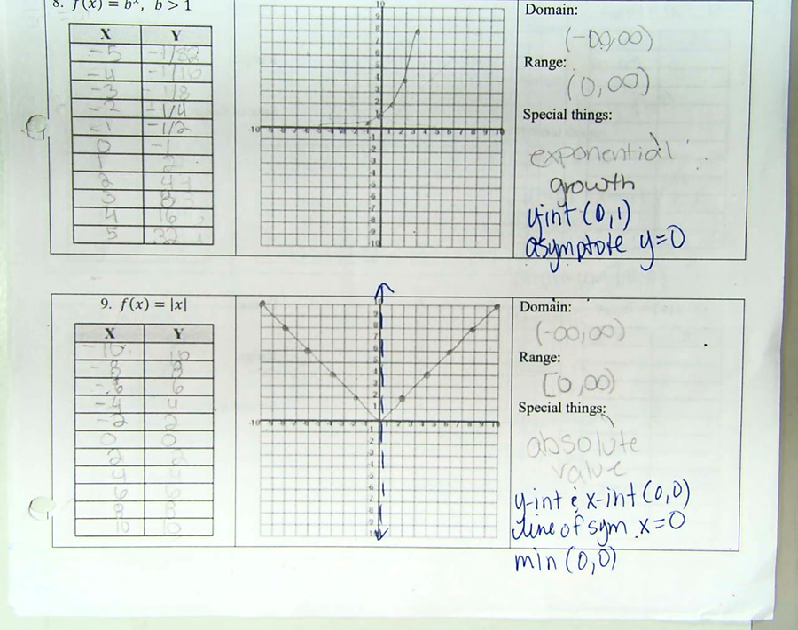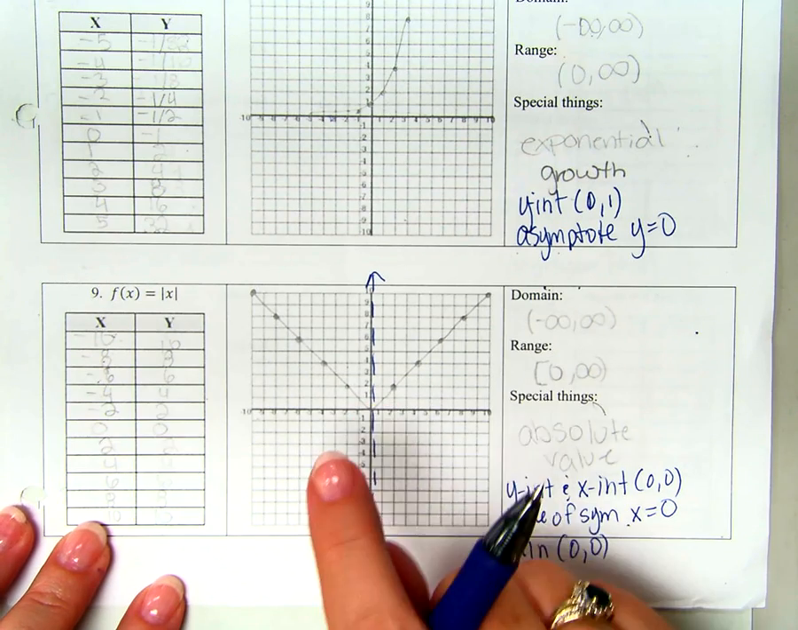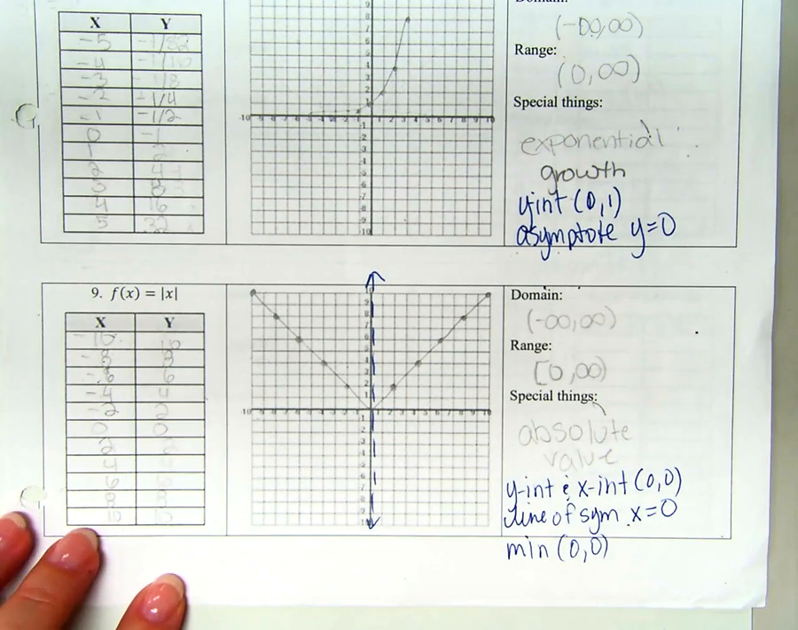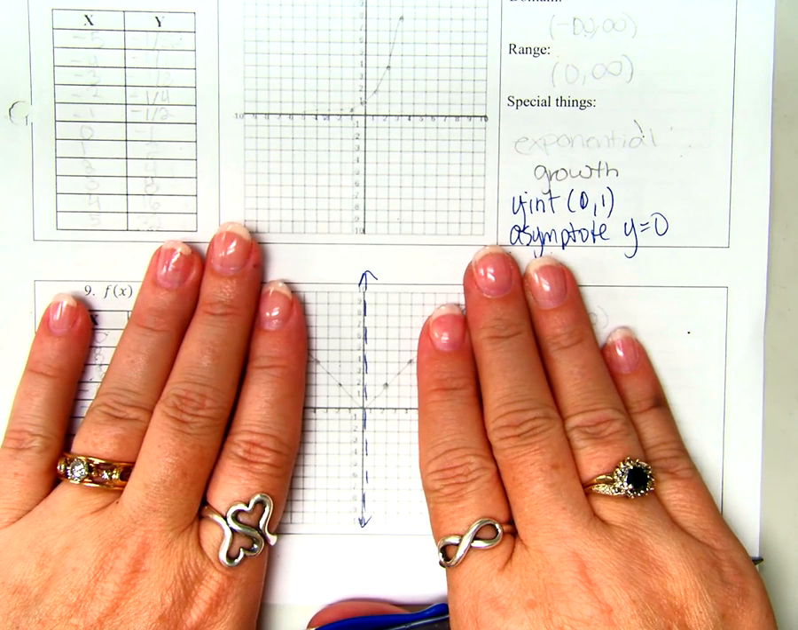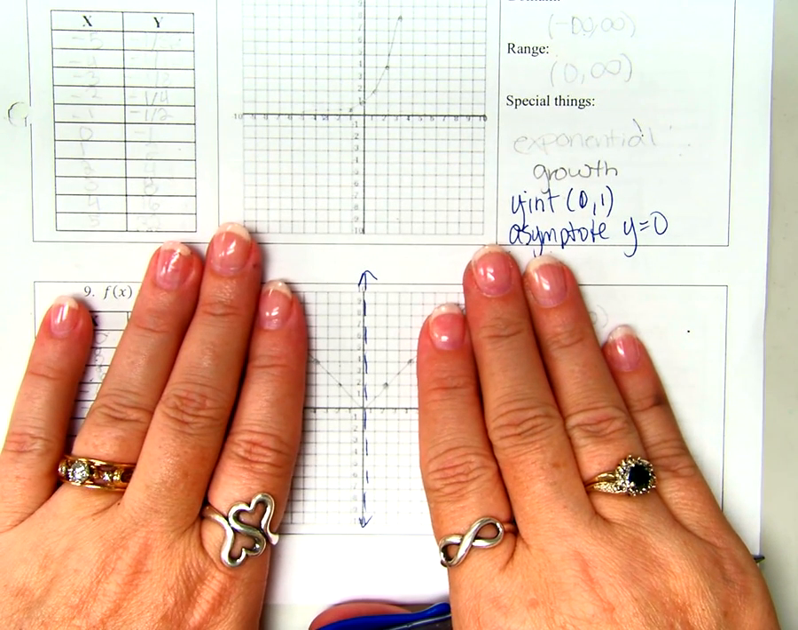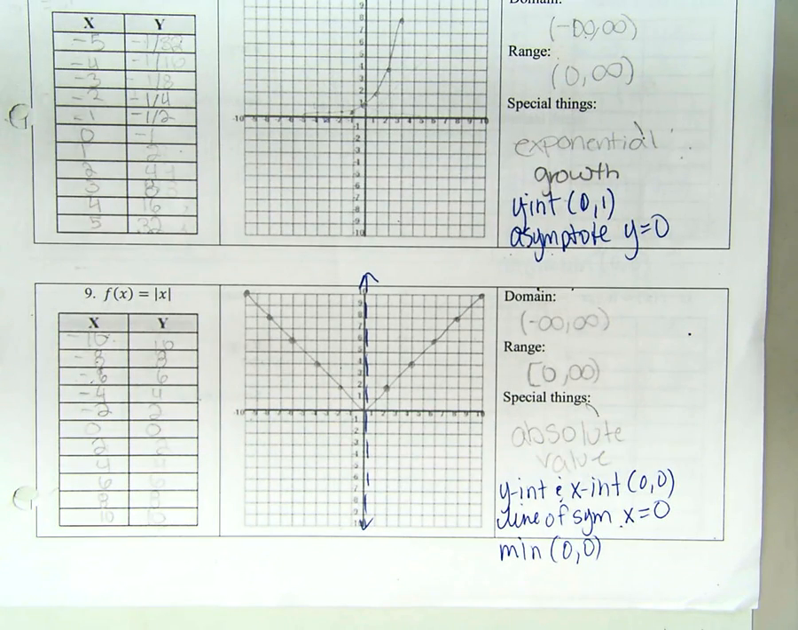Will there ever be a maximum on any absolute value function? Wait. Yes. If we reflect it, right? But again, we're talking specifically about parents. So will there ever be a maximum of an absolute value parent function? That's even a trick question, because, right? What if I restrict my domain? Can I restrict my domain on a parent function? Yes. Okay. I'll make that clear if I decide to do that, though, okay? Asymptotes? No? Okay.